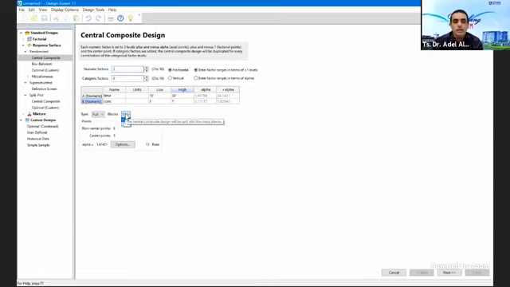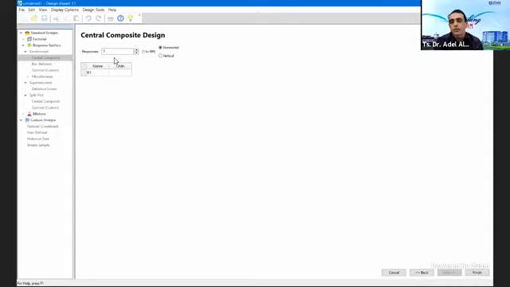What do they mean by block? This means if you are going to divide your work into stage 1 and stage 2, then you have to use block 1 or block 2. It's up to you. So now I have already chosen my time and my concentration, so I know the low and high values for each factor. I'm going to go to the next.